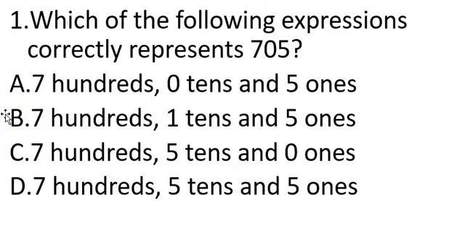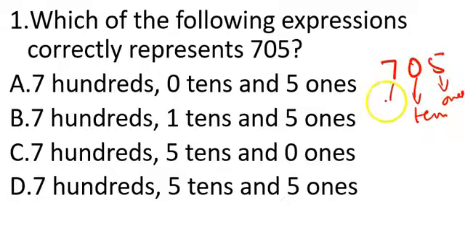The first one: which of the following expressions correctly represents 705? These are basic mathematics. If you have 705, the last digit represents the ones, the second digit is the tens, and the next digit is the hundreds. So we have 5 ones, 0 tens, and 700. Looking at the options, 5 ones, 0 tens, 700, option A is the answer.